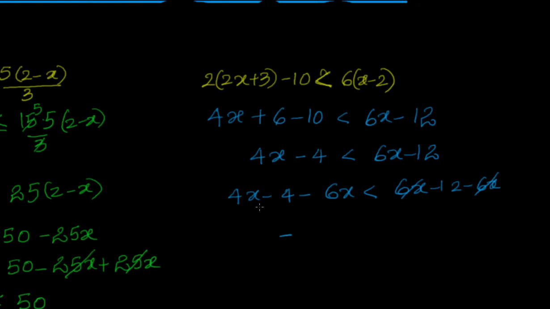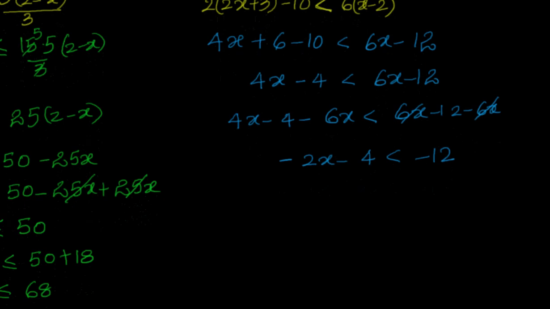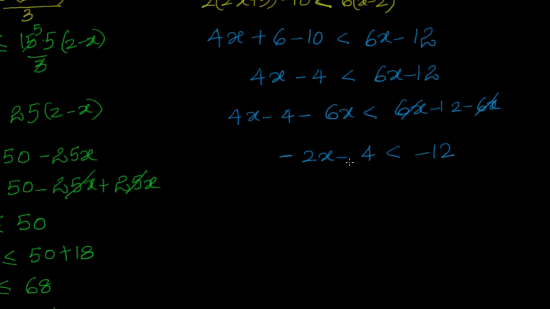I will have 4x minus 6x, that is minus 2x. Minus 2x minus 4 less than minus 12. Now I have the term containing x, minus 2x, and with that there is minus 4, another term which I want to remove. So I will say minus 2x minus 4 plus 4 is less than minus 12 plus 4. Now minus 4 and plus 4 cancel. I'll have minus 2x less than minus 8.